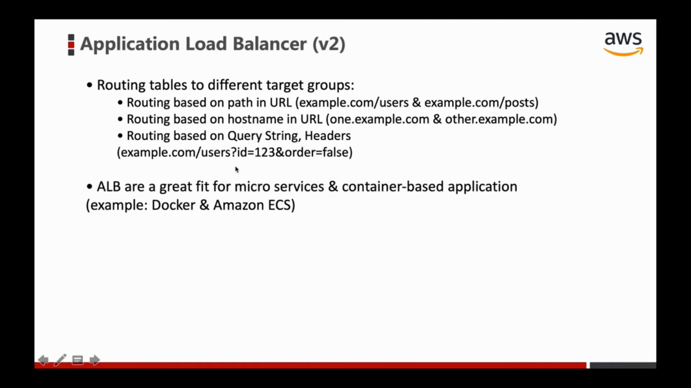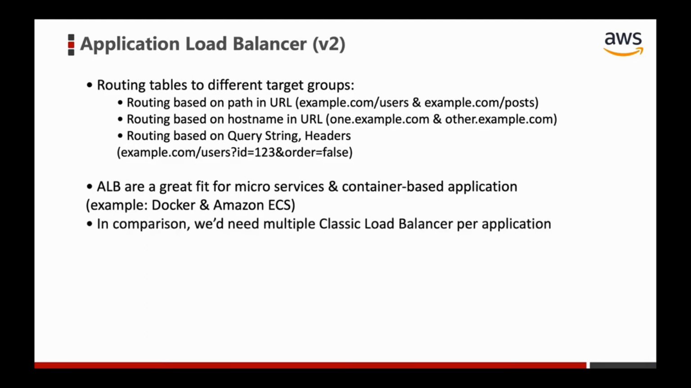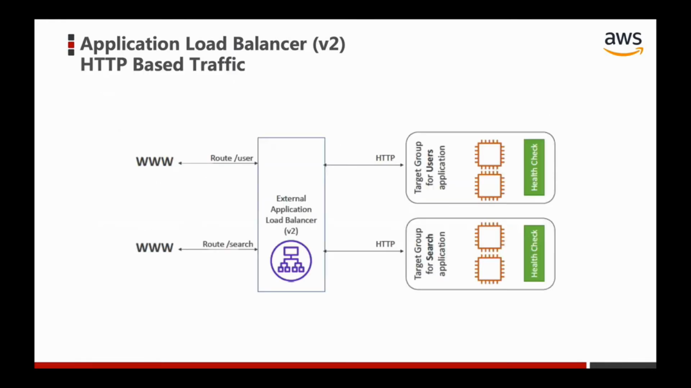ALB is a great fit for microservice and container-based applications, for example, Docker and Amazon ECS. In comparison, we need one CLB per application, but using ALB, we just need one.